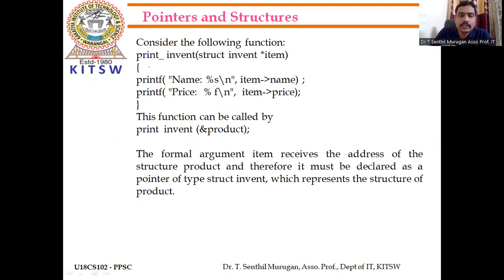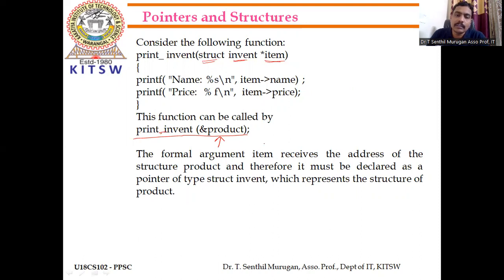If you are using this, just see here print underscore invent. This is the function name, and they are passing the argument like a structure. The struct and invent is the structure name. They are creating the pointer and passing it. If we are passing this, how can we call the function? We can call the function with the structure name with the address of the item. So how can we write it? You see here, this is print underscore invent, the function name, and in the open bracket we can pass the argument as the address of the product. Then it takes the pointer.